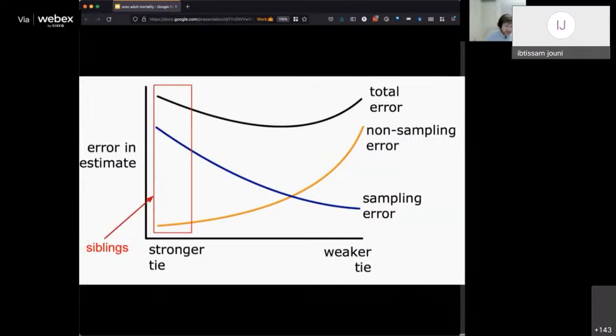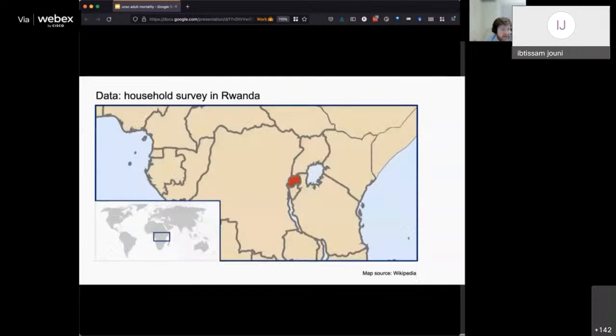So in light of the specific empirical example I'm going to talk about today, I'm going to be comparing estimates from the sibling method, which I think of as a pretty strong tie, to estimates from a couple of other types of relationship, one of which is acquaintances, which I think of as a very weak type of tie. We think that the sibship reports will have relatively low non-sampling error, but pretty high sampling error. This other type of network, I think, will probably have relatively high non-sampling error, but relatively low sampling error. And the question is which of these two produces more accurate estimates.